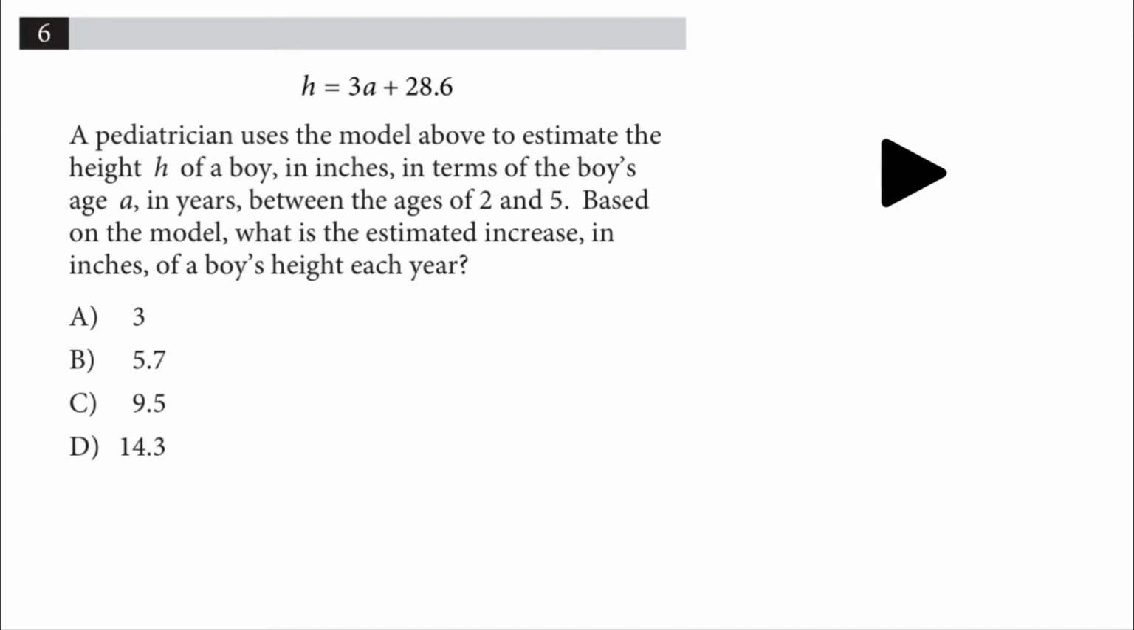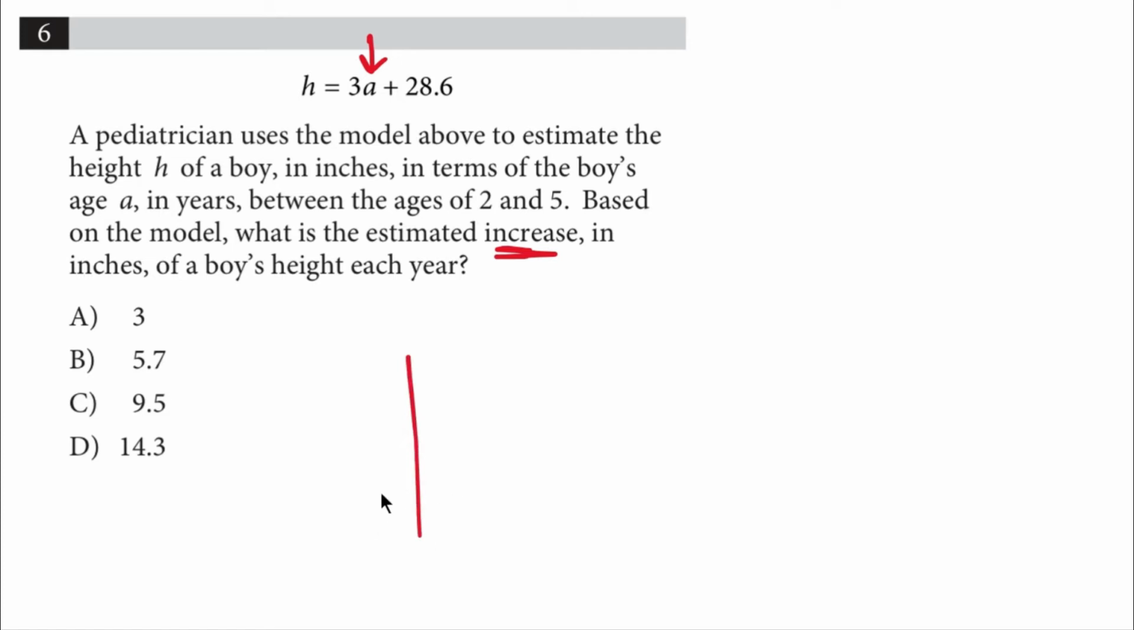A pediatrician uses the model above to estimate the height h of a boy in inches in terms of the boy's age a in years between the ages of 2 and 5. Well, for kids between the ages of 2 and 5, especially for the boys, the male kids, the pediatrician can estimate their height using this equation. Well, a is actually their age in years. Based on the model, what is the estimated increase in inches of a boy's height each year?